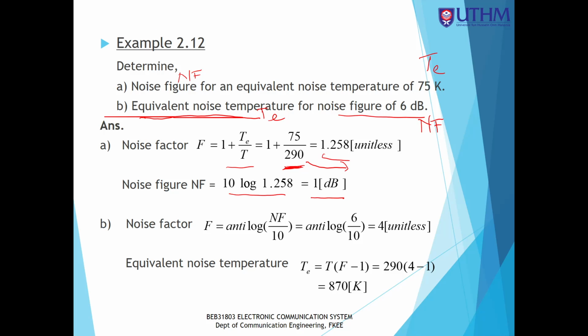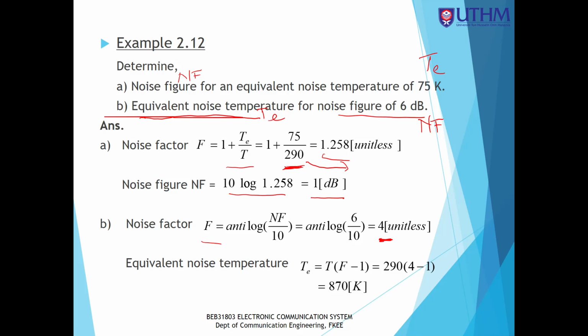Okay. So in order to find TE, you need to find F. So antilog of NF, you akan dapat F, noise factor. So noise factor adalah antilog kepada 6 dB, you akan dapat 4. Okay, antilog kepada 6 dB you akan dapat 4.